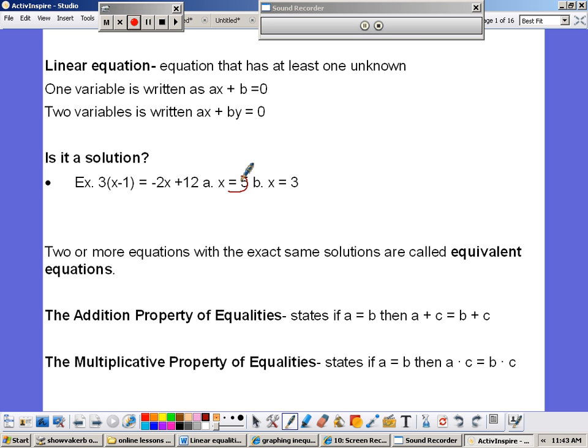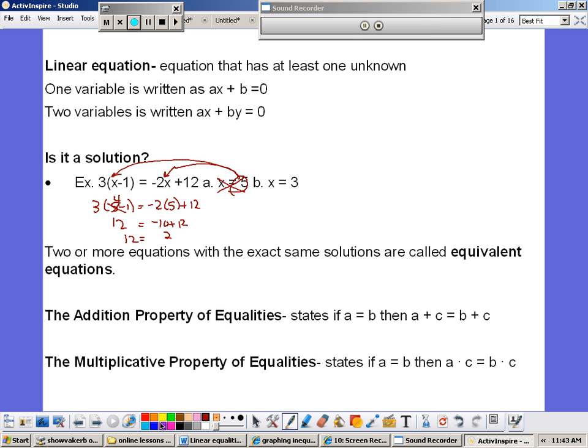So I'm going to take 5, and I'm going to plug it in here and see if it's a solution. So 3 times 5 minus 1 is equal to negative 2 times 5 plus 12. This gives me 4, so I get 12. And this gives me negative 10 plus 12, which is 2. 12 equals 2. No, that is not a solution.